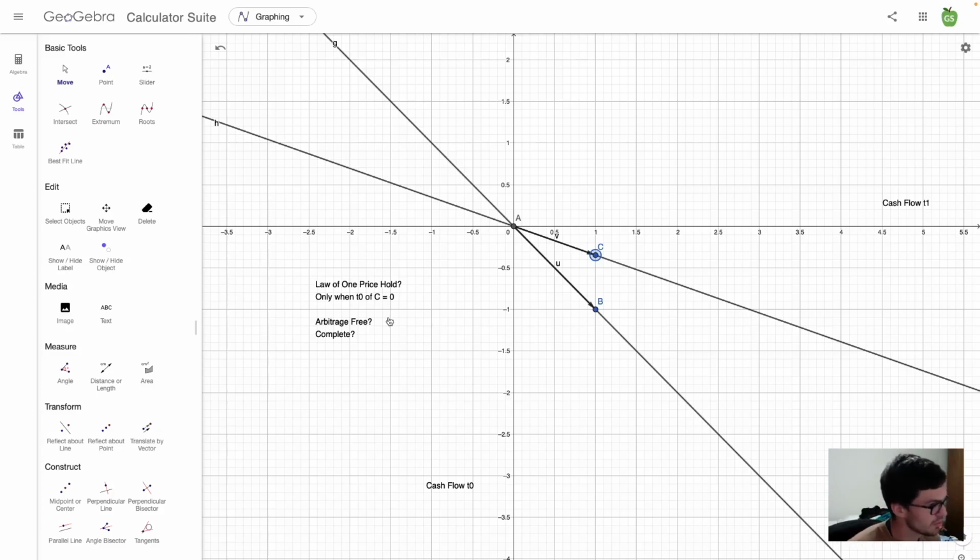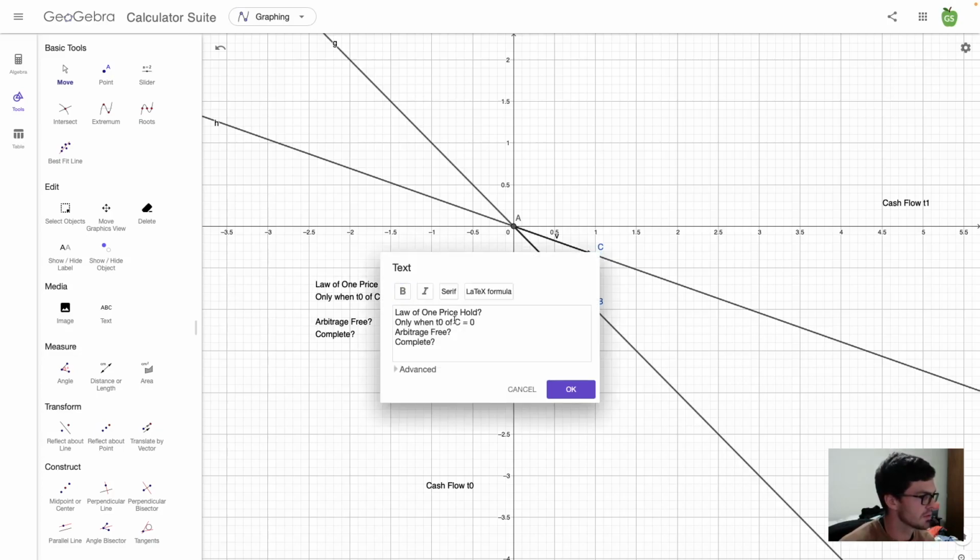So what you'll find is that if the law of one price does not hold, which it normally doesn't in this case, as long as the t naught value is non-zero or is not -1, that should be -1.